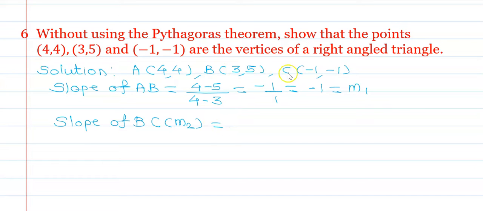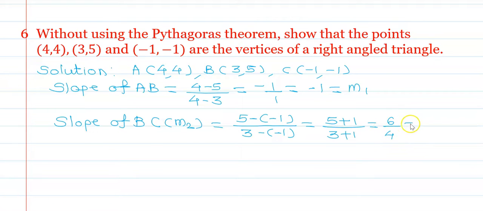Again the difference of y coordinates upon the difference of x coordinates: 5 minus (-1) upon 3 minus (-1), and this equals 5 plus 1 upon 3 plus 1, that is 6 upon 4. Simplifying, you will get 3 upon 2, and this is M2.